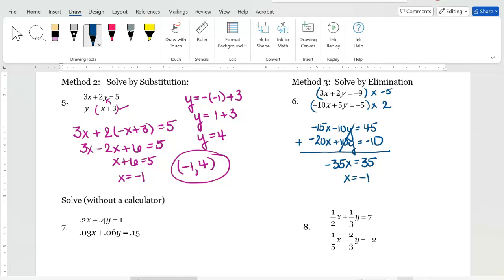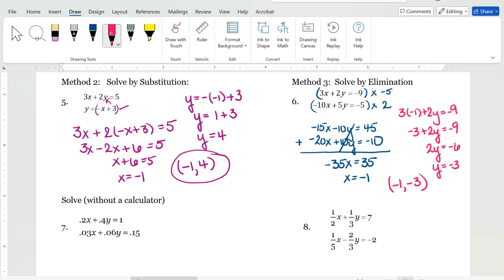And then just like before, you still have to solve for y. So I'm going to go back to the top equation, and I'm going to plug negative 1 in for x. So plus 2y equals negative 9, and then solve this really quickly for y. 2y equals negative 6. So y is equal to negative 3. So the solution to this is negative 1, negative 3.